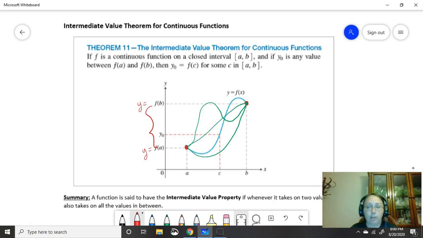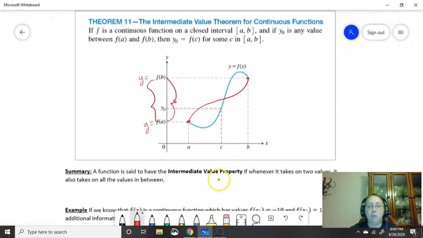All right, let me erase this and make sure everybody understands. Explain it one more time. To get from A to B, no matter what continuous curve you draw, it will have to cover every single y value from f of A to f of B. Isn't that cool? So, summary here. A function is said to have the intermediate value property if, whenever it takes on 2 values, f of A and f of B, it also takes on all the values in between f of A and f of B.